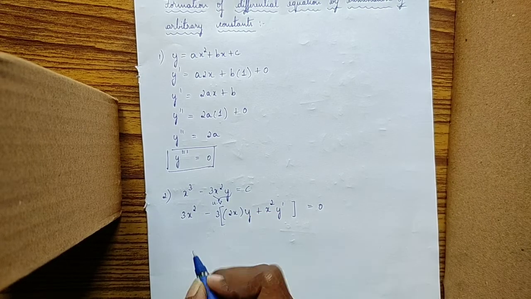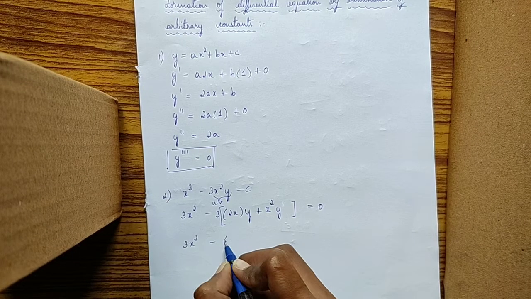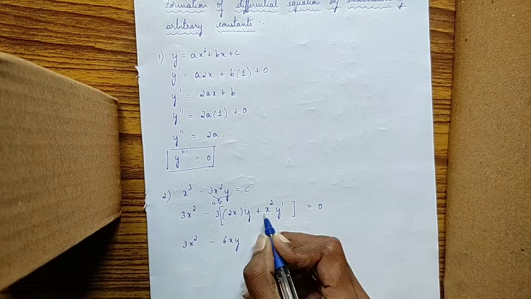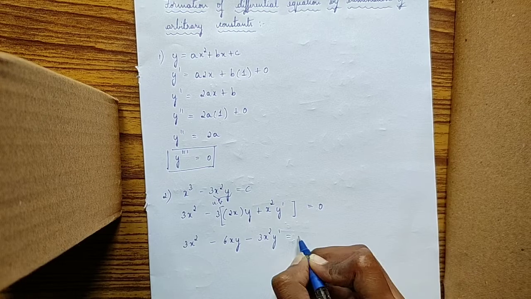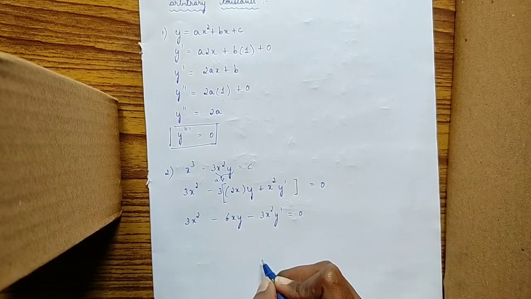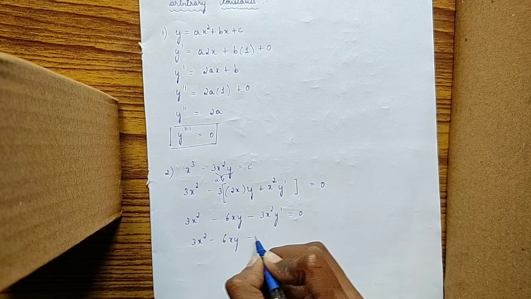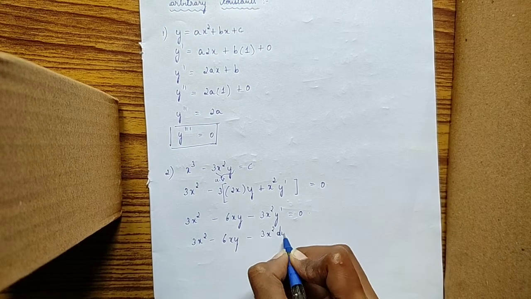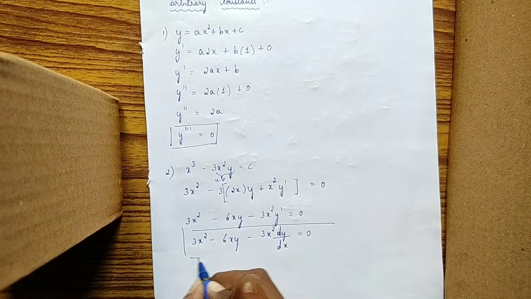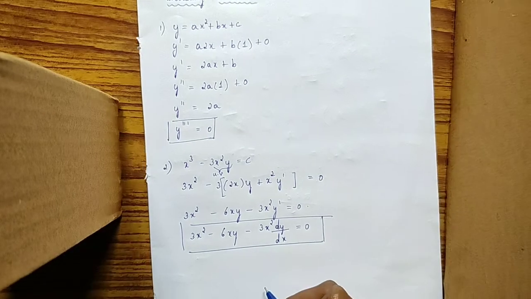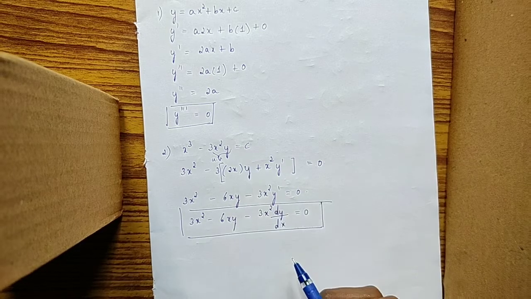So we have 3x² minus 6xy minus 3x²y' equals 0. This can also be written as 3x² minus 6xy minus 3x² dy/dx equals 0. This is the required differential equation, which does not contain the arbitrary constant c.